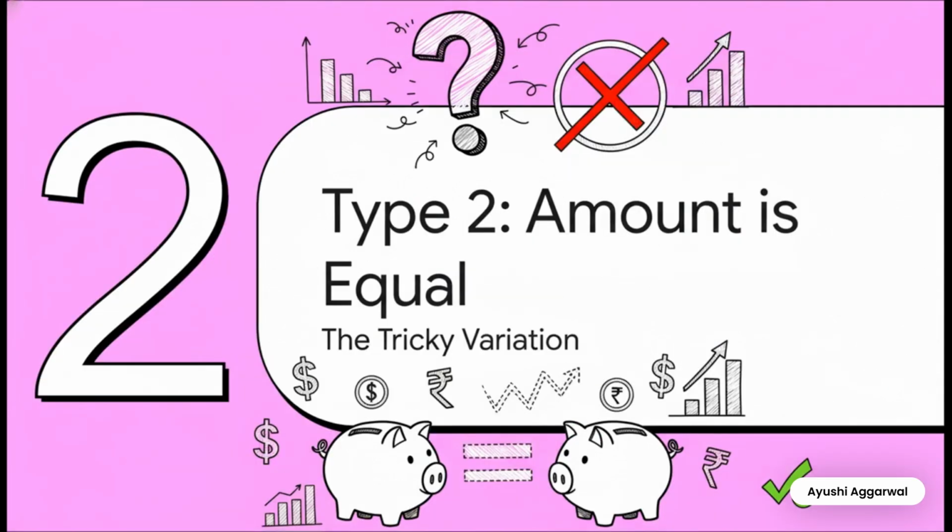Now let's move on to its tricky cousin, type 2. This is where a lot of people slip up in the exam hall. But you know what?